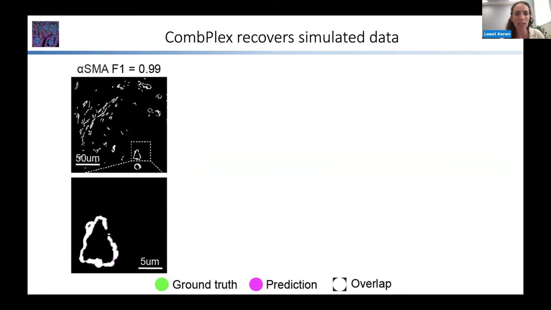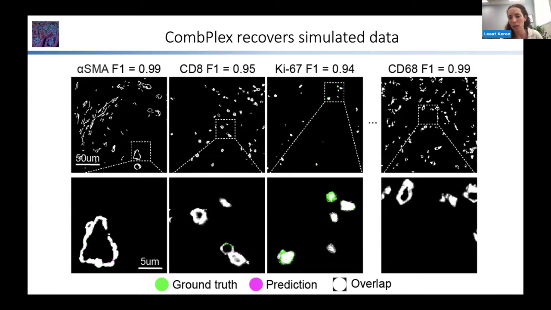This leads us to the final prediction. And here you can see the results of applying COMPLEX on the same images that I showed you before. This is again the image of smooth muscle actin, and here are the other proteins, and you can see that it does remarkably well. Almost everything is white.